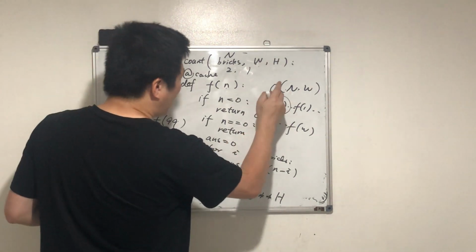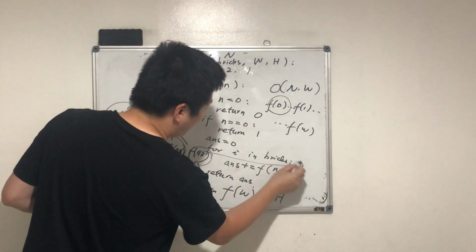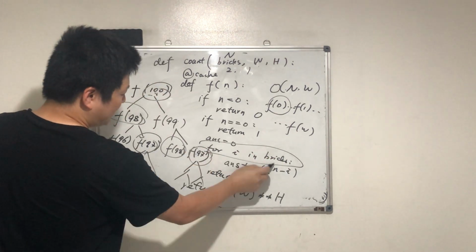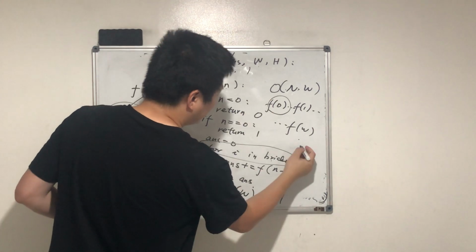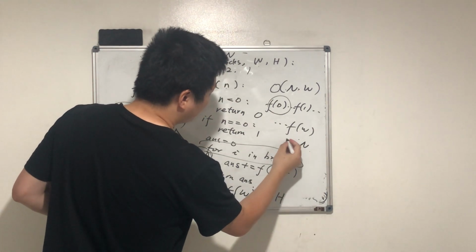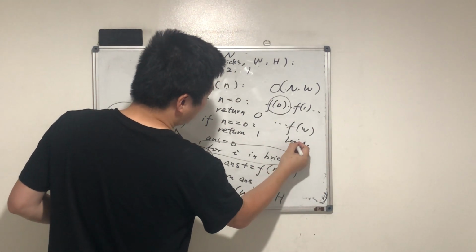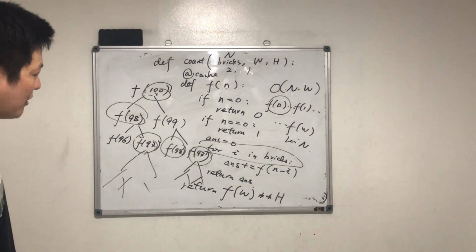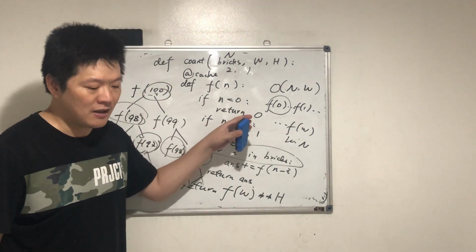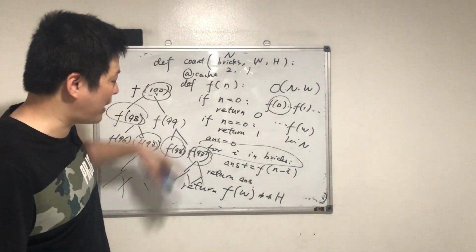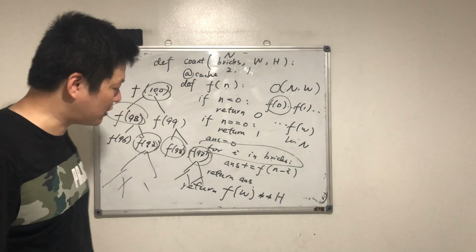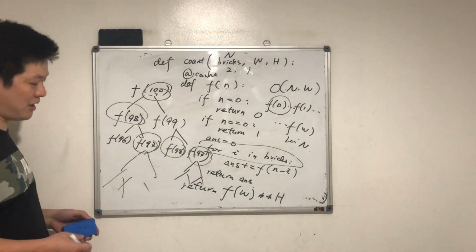But for each f function, we need to go through the bricks. Let's say n bricks. So for each one, the complexity will be W times n, right? Okay, so this is called top-down dynamic programming. We're using the recursion with memoization. Got it? Okay, so tomorrow we're going to talk about bottom-up.